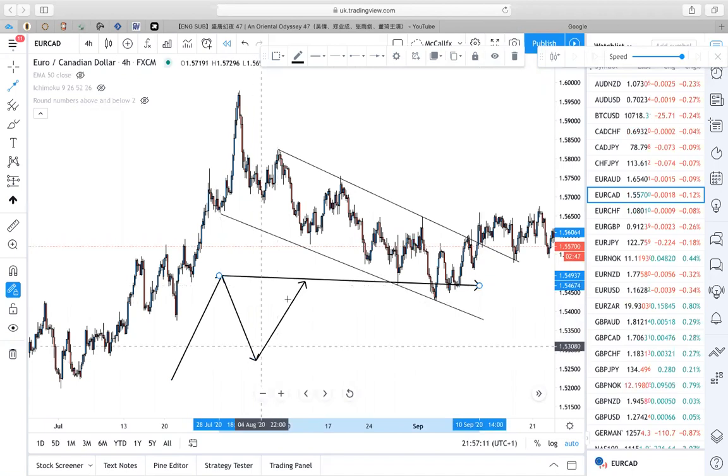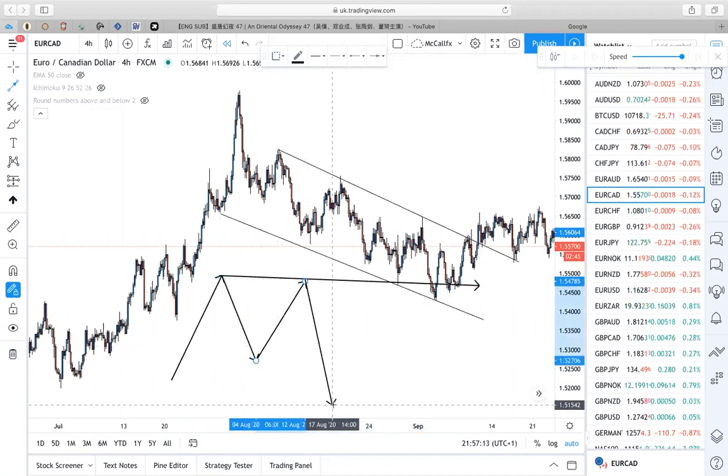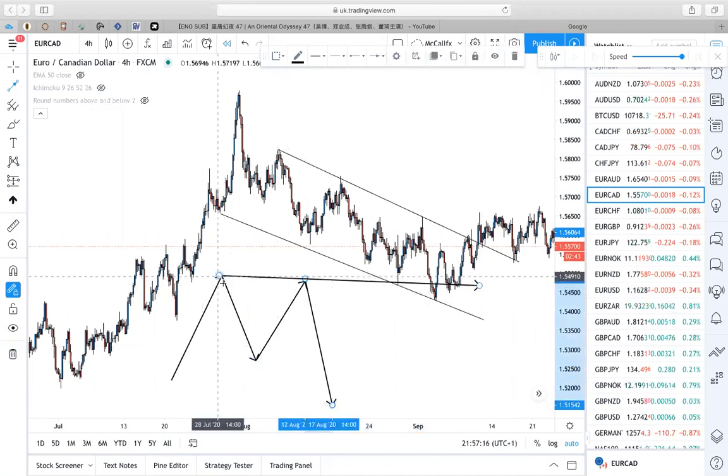If price is approaching this level, I'm expecting what? Price to drop. Why? Because I have what? A resistance. So equal highs, equal lows is basically resistance and support. It's just how you trade it.